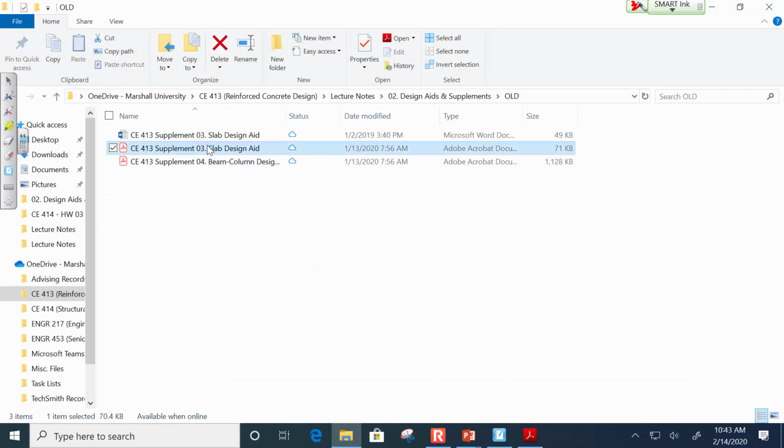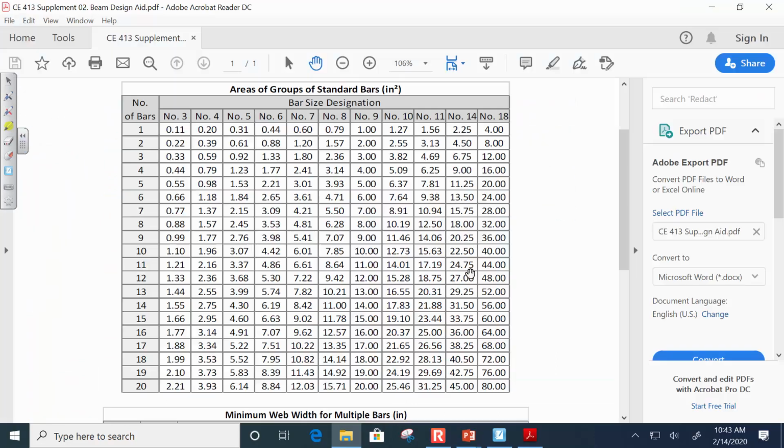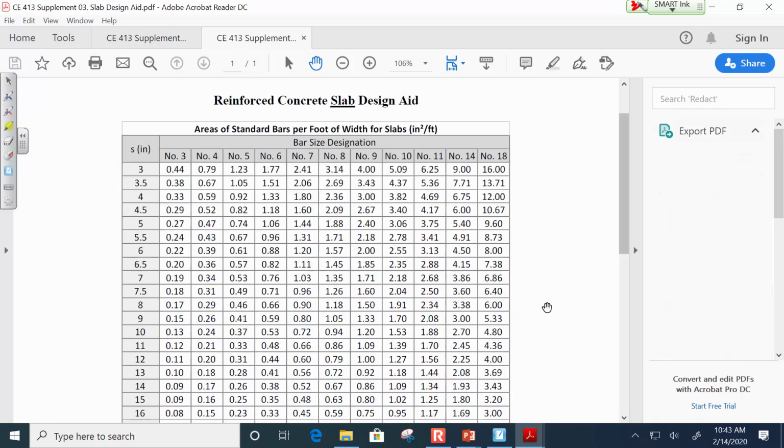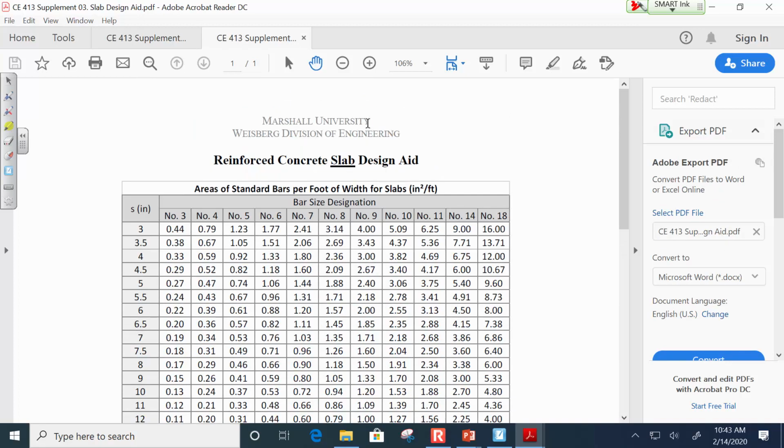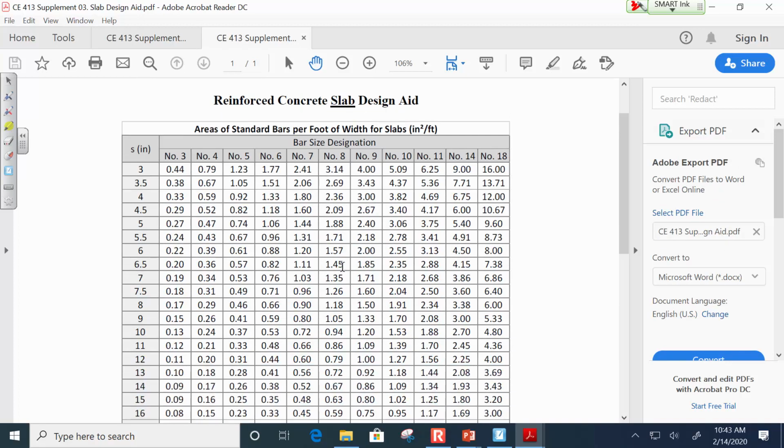I'll show you an old one because I want to reformat this a bit. So if you remember, I gave you all the beam design aid. Well, there's a slab design aid. Now, let me explain what this is. What this will tell you is the area of steel per foot of the slab dependent upon a given bar size and a given bar spacing.